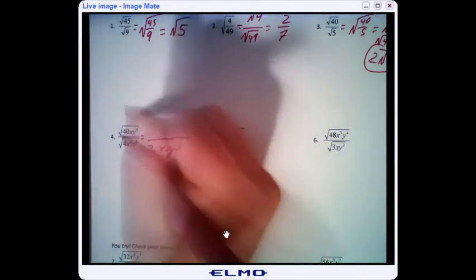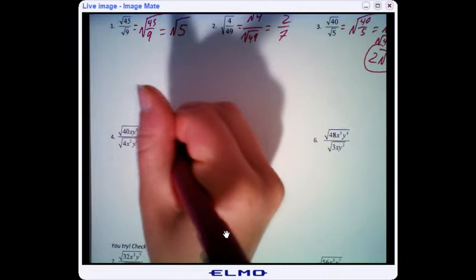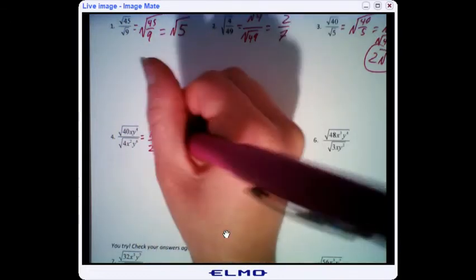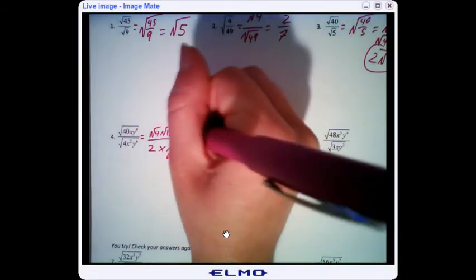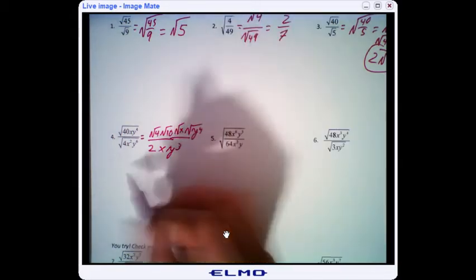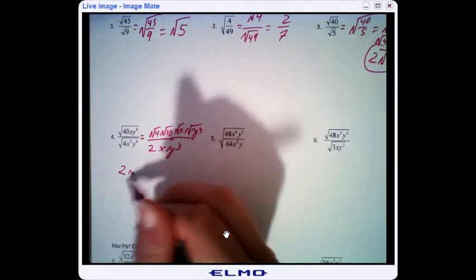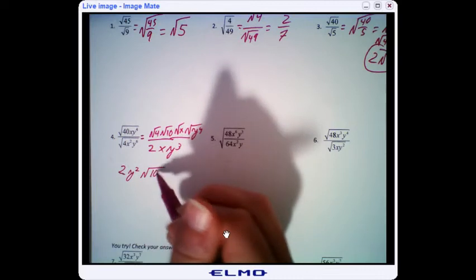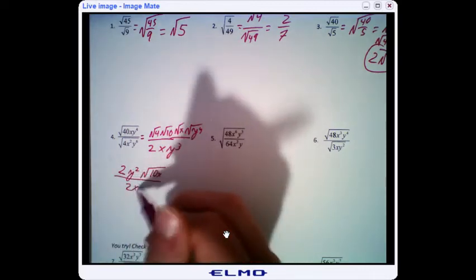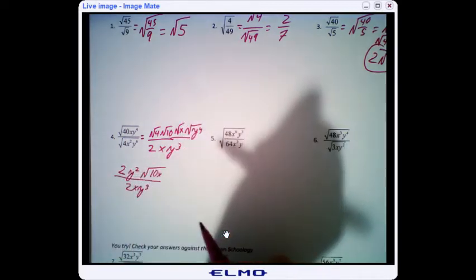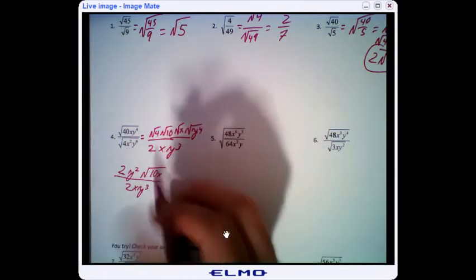For the numerator, it's going to be the square root of 4, square root of 10, square root of x, square root of y to the 4th. So we're going to get 2y squared, square root of 10x, all over 2xy cubed. And we can simplify those.